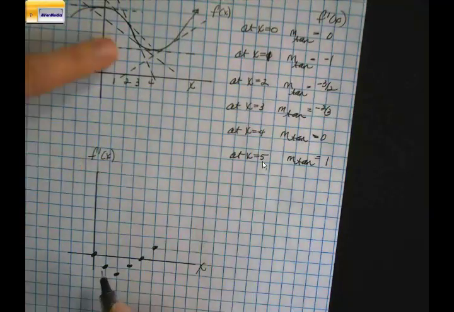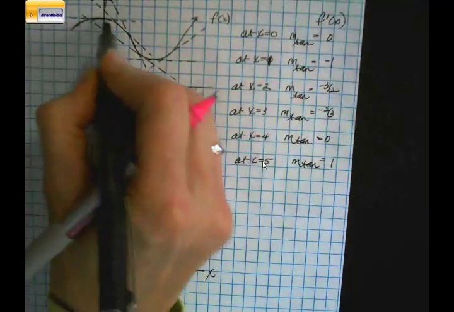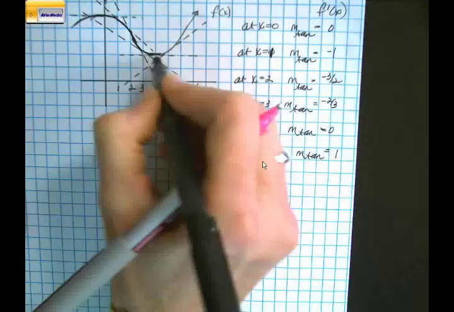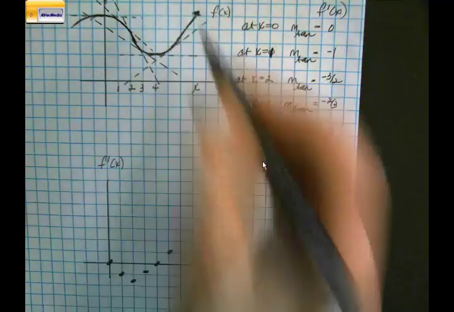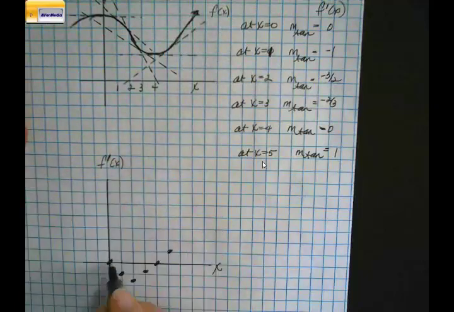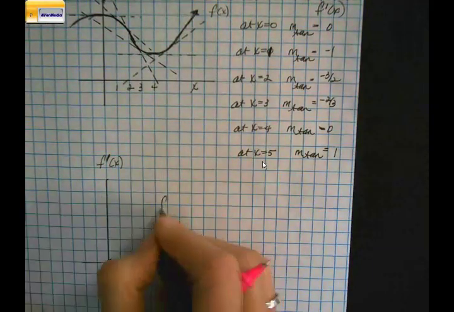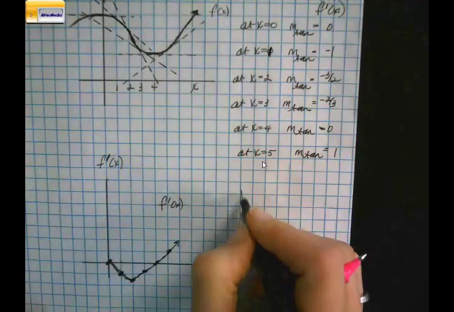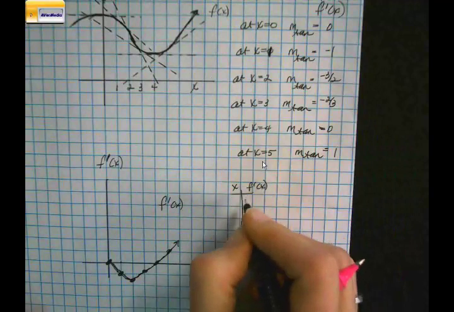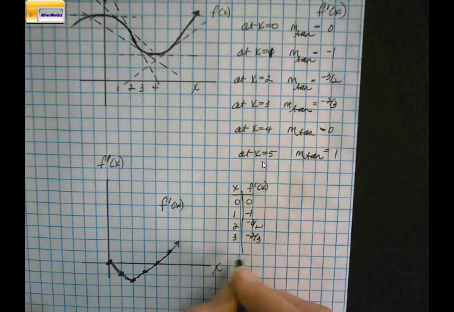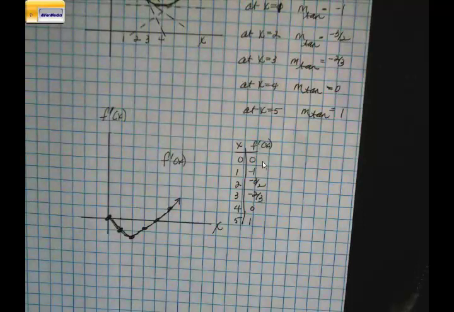So the first derivative function, and it's hard to see. The original function looks like this. And the first derivative's graph looks like this. Pretty weird, right? This is your first derivative because we graphed it with the x values and the slope values of 0, 0, 1, negative 1, 2, negative 3/2, 3, negative 2/3, 4, 0, and 5, 1. That is the graph of the first derivative function.